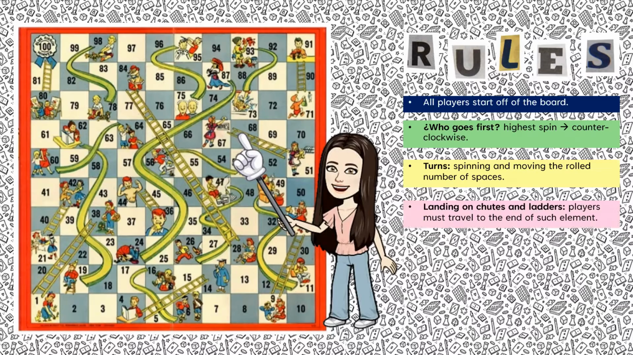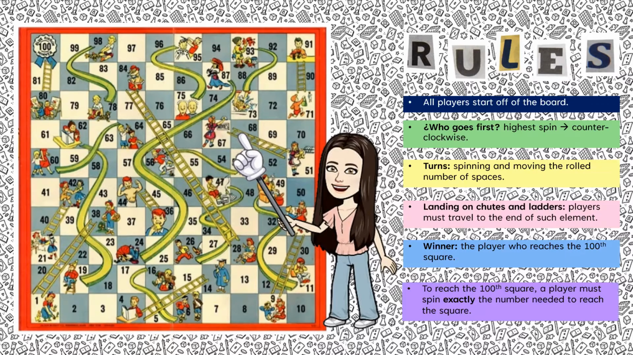If a player lands at the bottom of a ladder or at the top of a chute, then they must travel to the other end of such element. A player finishes the game when they reach the final space, which is the 100th square. To reach the 100th square, a player must spin exactly the number needed to reach the square. If they do not get the exact number, then they have to wait until the next turn to spin again. The dynamic of being able to quickly advance across the board or be returned further back with the Chutes and Ladders makes the game super exciting.